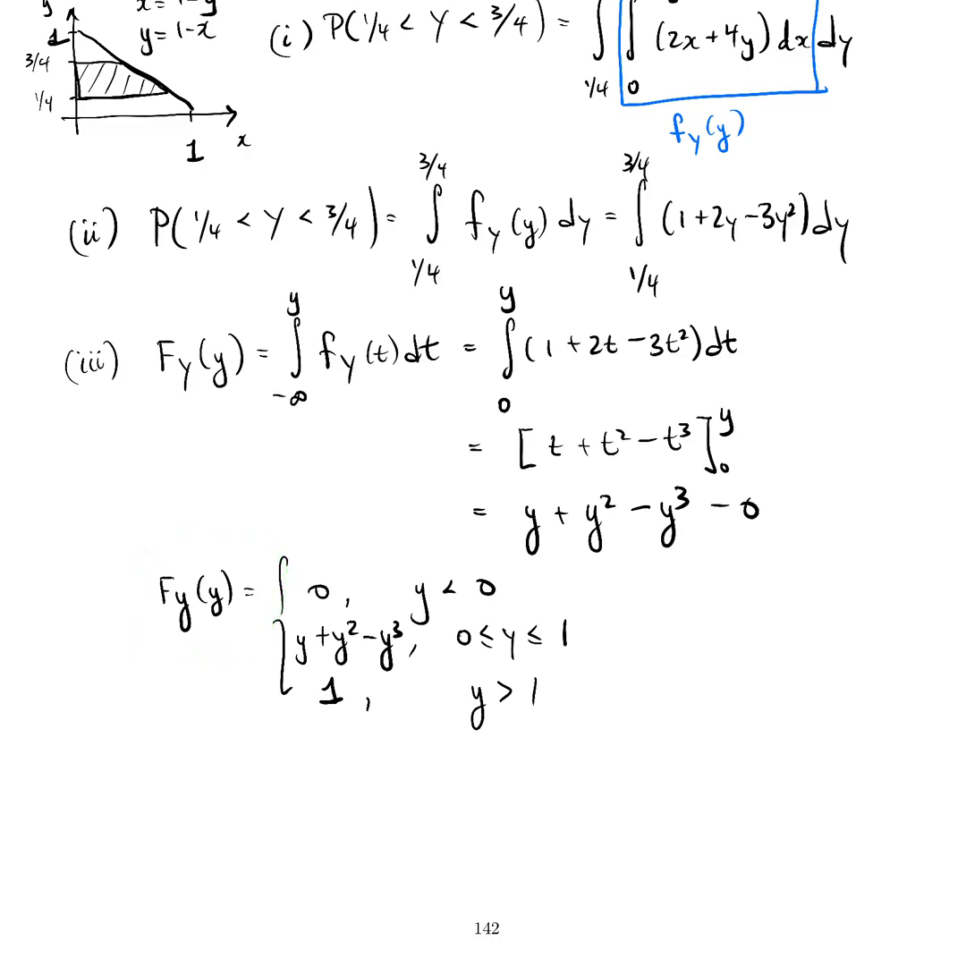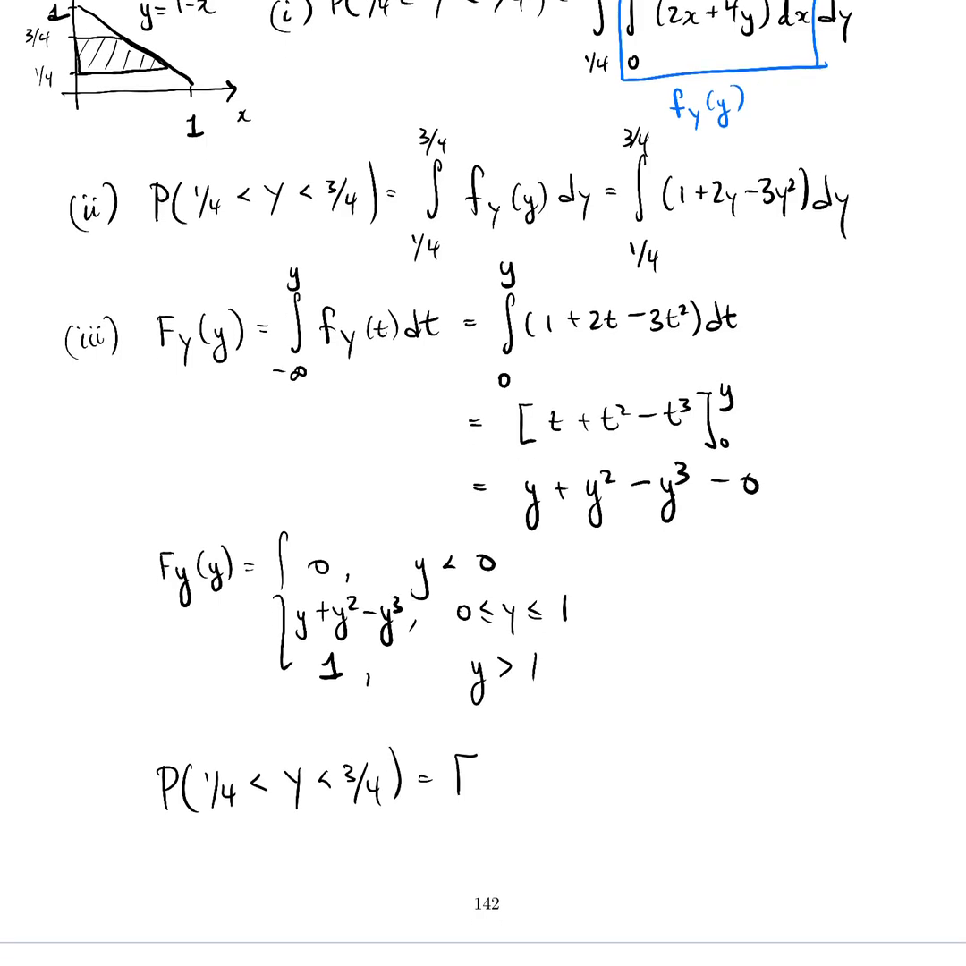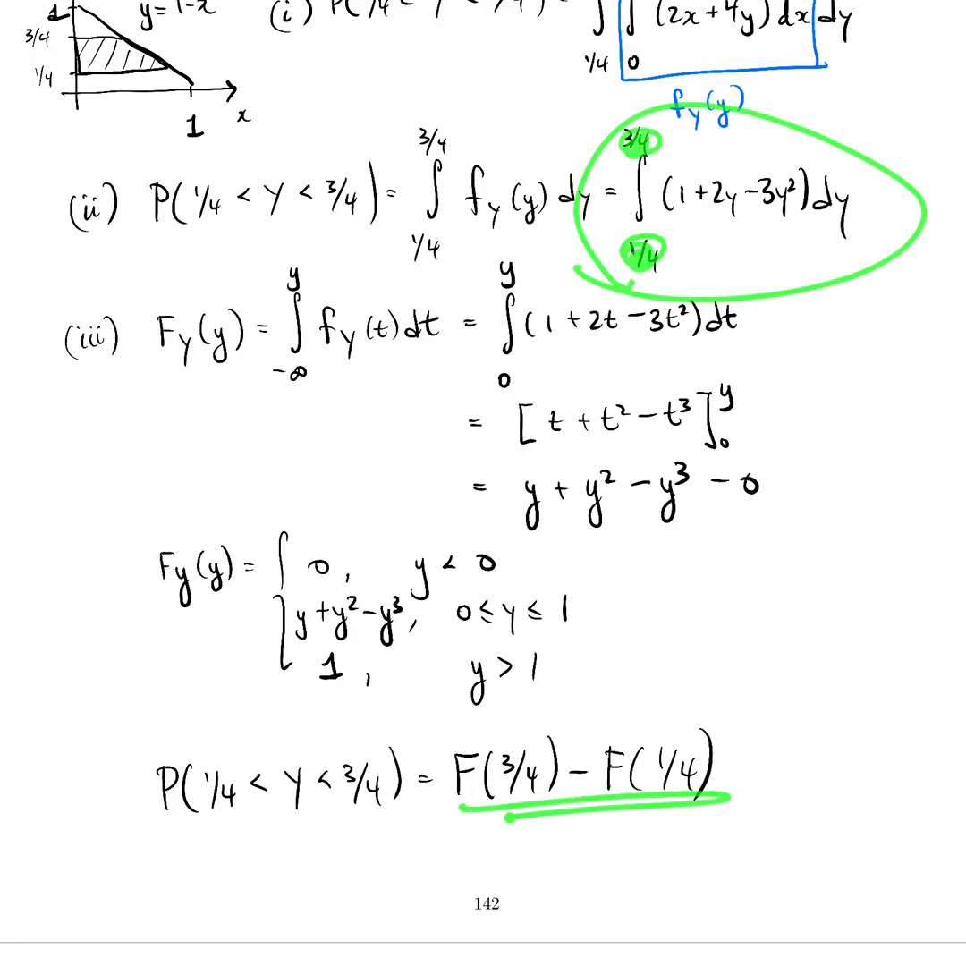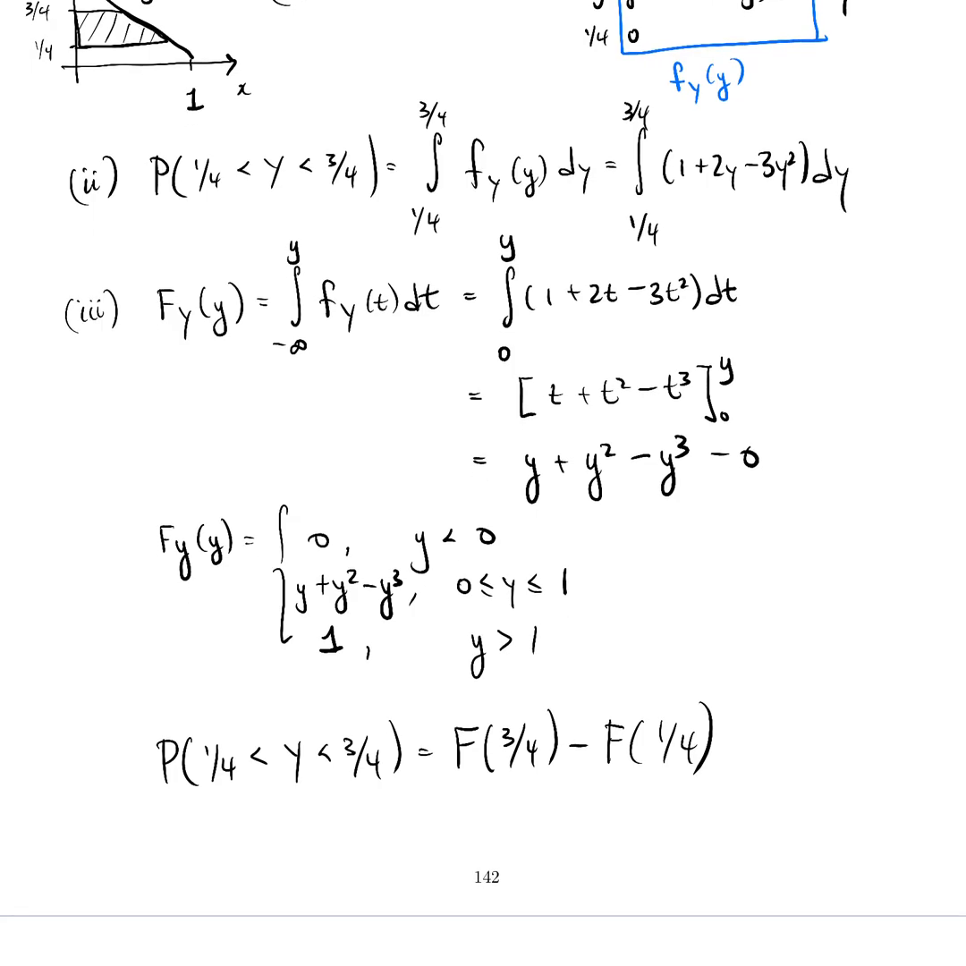And now if we want to calculate the probability, which is what we were after from the beginning, the probability that 1/4 is less than y is less than 3/4, using the definition of the CDF, that is exactly F of 3/4 minus F of 1/4. You notice that is exactly what you would be doing if you integrated over here: an antiderivative evaluated at the top minus an antiderivative evaluated at the bottom. It's all the same thing, just packaged and labeled in a different way, but it's important for you to understand how these things all fit together.